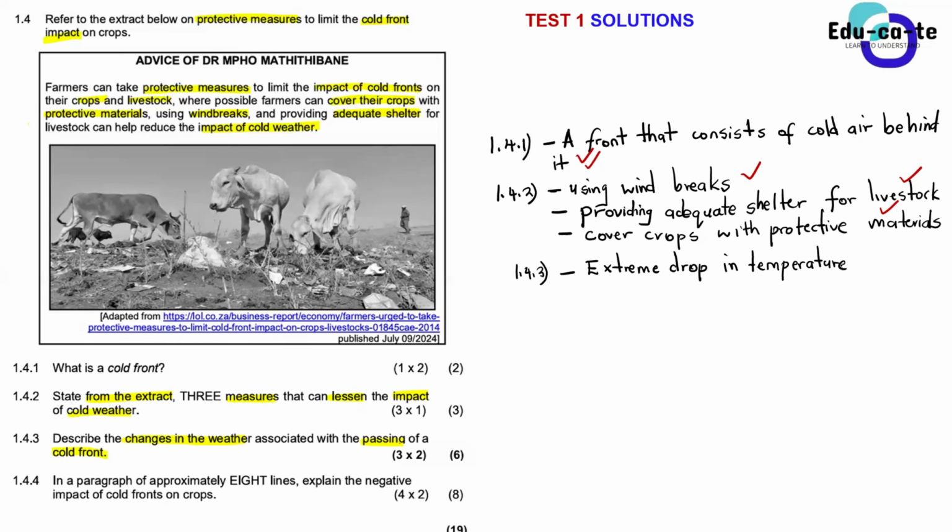Why? What is causing the drop? Because you guys can see that the question says this is 3 times 2. So it means we're having 3 points for 2 marks each. So for 2 marks, remember guys, you need to give the cause and an effect. So we already know that the effect is here. We're going to have extreme drop in temperatures, or extremely cold air. But what is causing the extremely cold air?